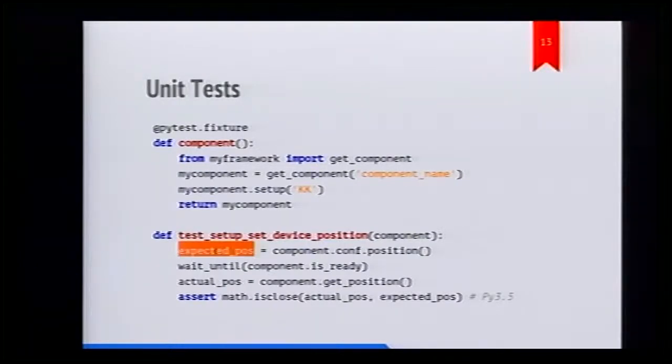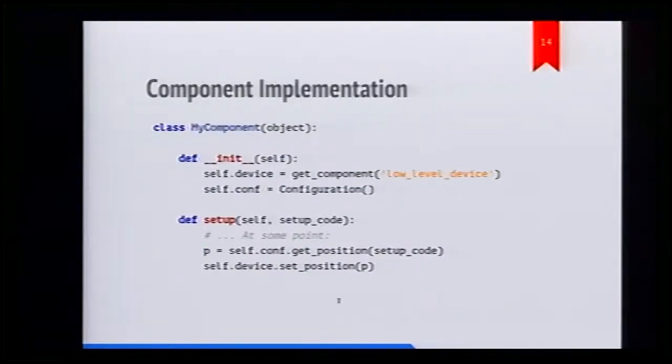So in that case, what do we do? We get the expected position from this particular configuration. We wait until the component is ready. We get the component actual position, and we verify that the actual position is close enough to the expected one. And now let's see a brief snapshot of code about the implementation of the component that allows us to pass this test.